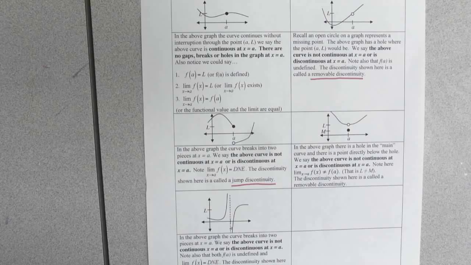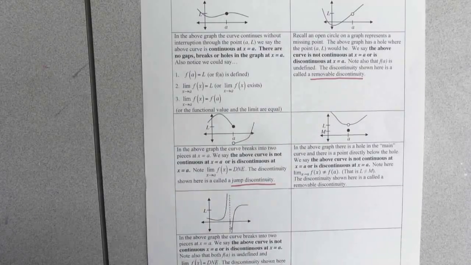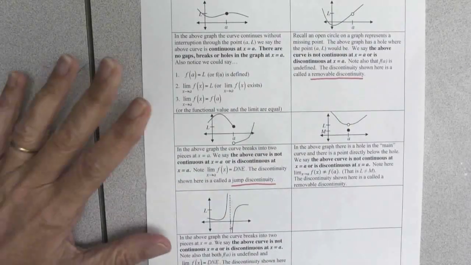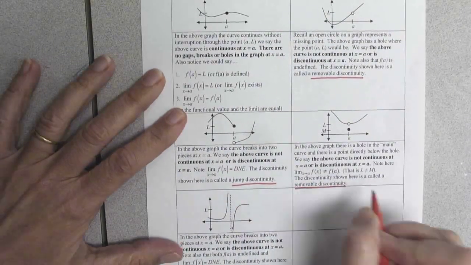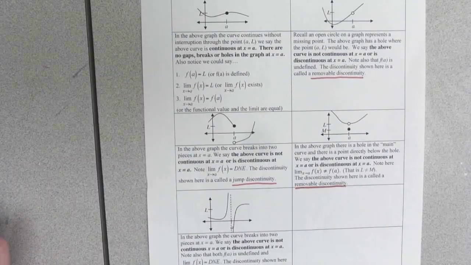Next graph. In the above graph, there's a hole in the main curve, and there's a point directly below the hole. We say the curve is not continuous at x equals A, or is discontinuous at x equals A. Note here the limit as x goes to A of f of x does not equal f of A, or L does not equal M. The discontinuity shown here is, again, a removable discontinuity. Removable, again, because if we could just move that one point so that everything was lined up, you'd fix it.